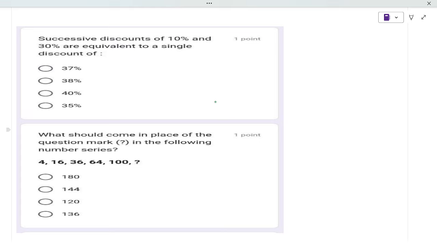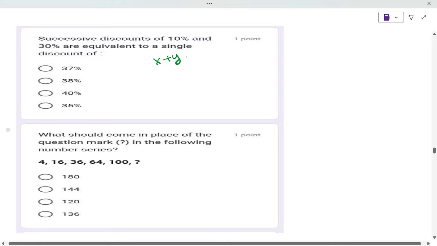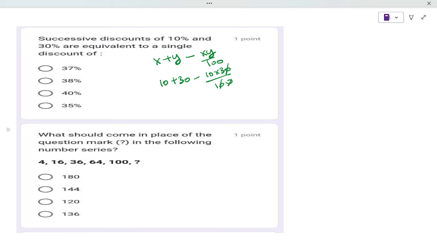Percentage. Earlier we did it with the help of a formula, right? Successive discount: x plus y minus xy by 100. Here x is 10 and y is 30, minus 10 into 30 divided by 100, which is 3. So 40 minus 3 will give us 37%. That is the answer.